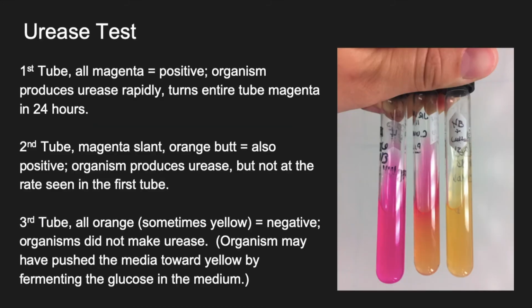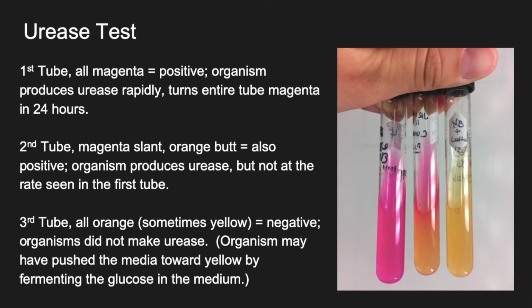And then we have the urease test. We have 3 different tubes for the urease test. The first tube is the whole thing turned magenta. This means that it's positive and that the organism produced urease enzyme rapidly. It turned the entire tube magenta very quickly. So the organism was able to produce the enzyme urease, break down urea, and it was very quick.